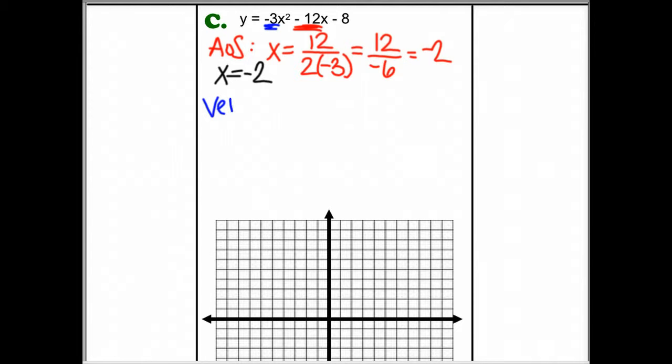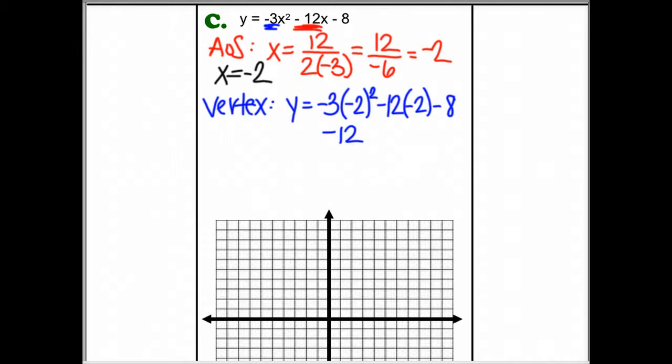As for our vertex, you have here y equals -3 times -2 squared minus 12 times -2 minus 8. -2 squared is 4. 4 times -3 is -12. -12 times -2 is +24 minus 8. -12 plus 24 is 12 minus 8 is 4, making our vertex -2, 4.